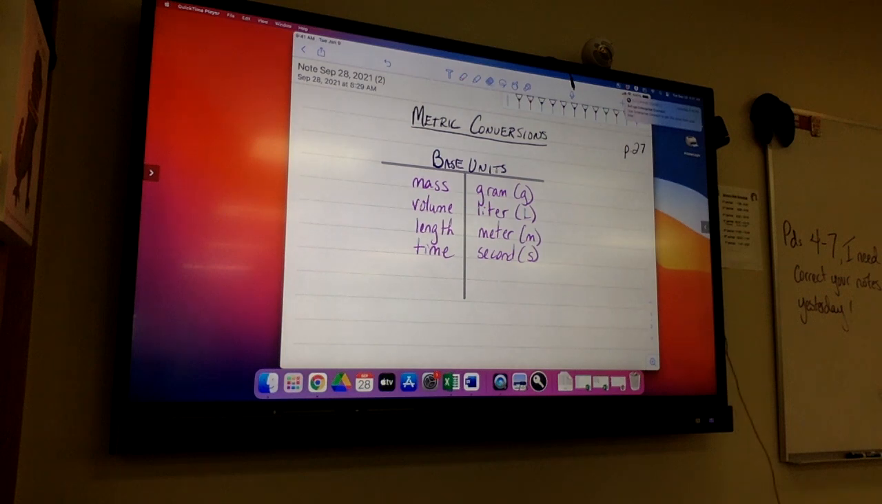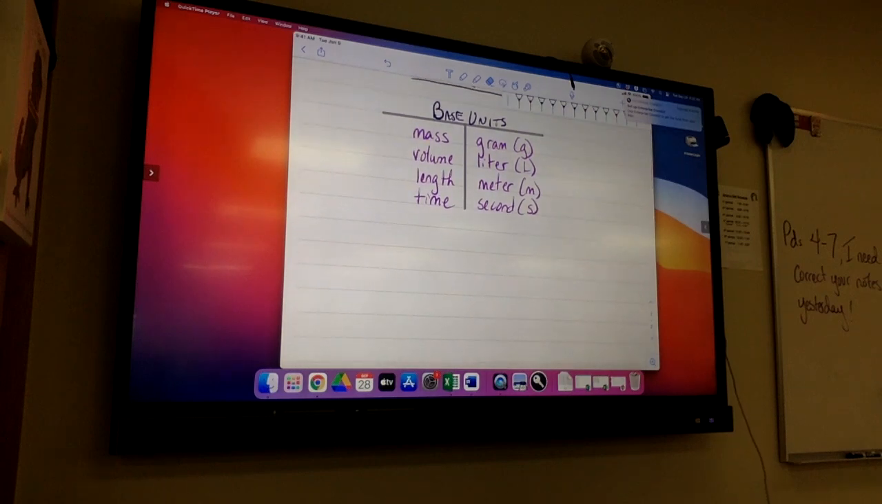Alrighty. Now, let's start working with this. The mnemonic that's going to help you remember the prefixes of the metric system is King Henry. Died by, don't forget that by, that's important. Died by drinking chunky milk.